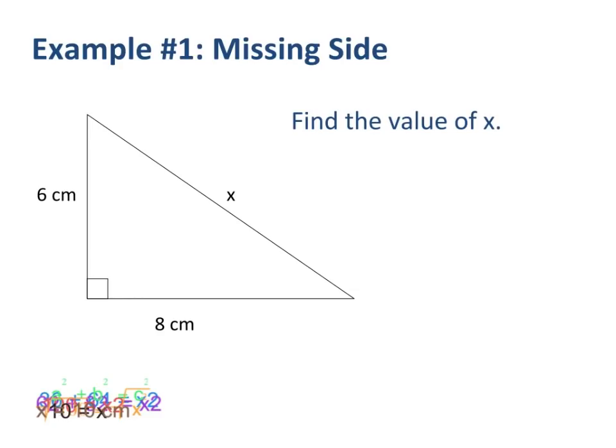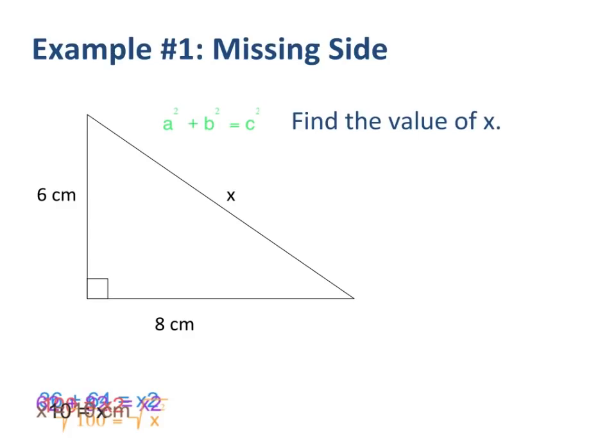Here I have a triangle that is missing a side. It says find the value of x. It gives me 6 on one side, 8 on the other, and x is missing. So I know it's a right triangle. It's marked as such, so I can use my Pythagorean theorem to help me find the missing side. My Pythagorean theorem is a squared plus b squared equals c squared, so I'm going to write that down.